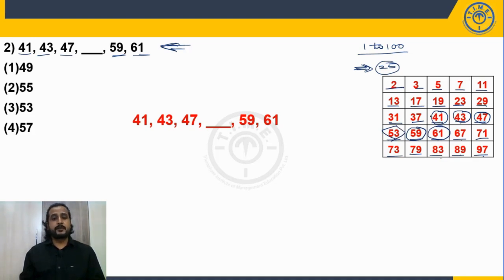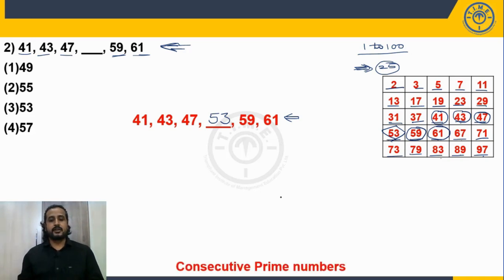When we are thorough with the prime numbers, we can easily recognize the missing number and understand the pattern. So what is this logic? Consecutive prime numbers. It comes under the category of consecutive series. The numbers themselves are following a particular pattern. What is the pattern? Prime numbers. So what is the missing number in the series? 53. It is in which option? Choice 3. Clear?